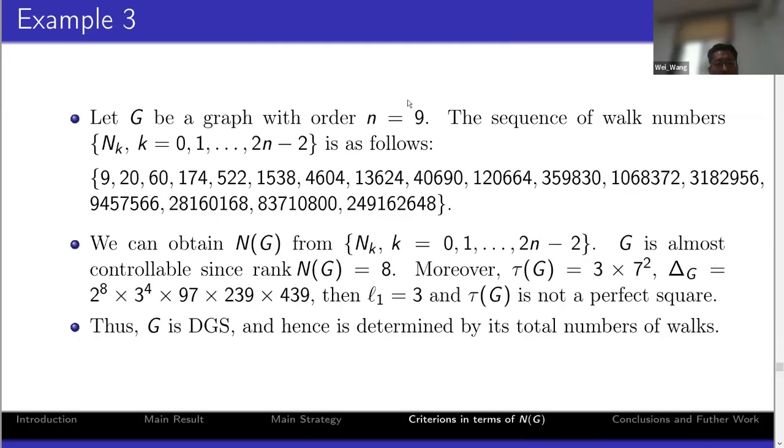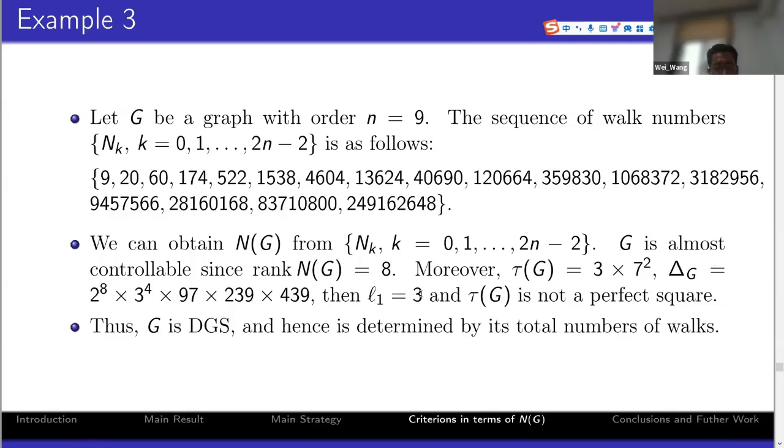So here's another example, still on 9 vertices. Here is the sequence of walk numbers. Then also the graph is almost controllable. We can compute tau G from this information and delta G.